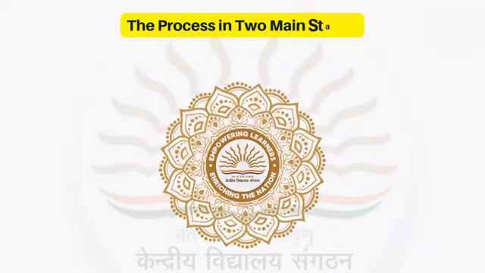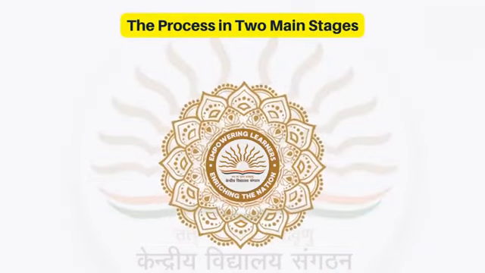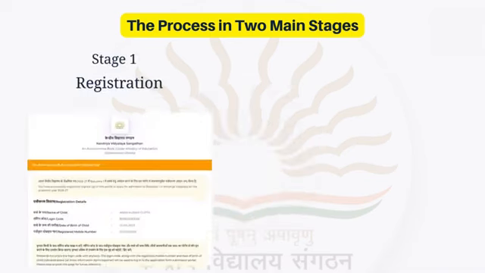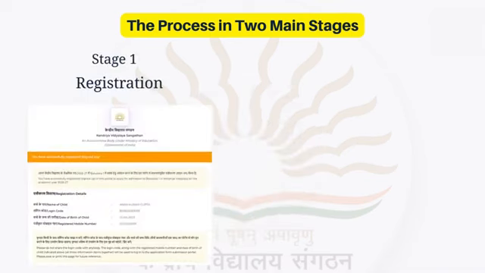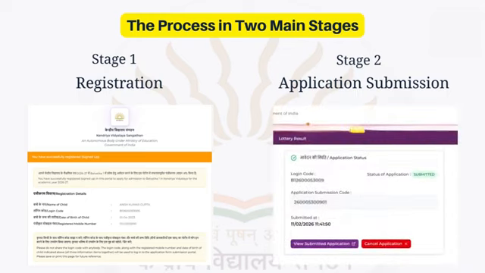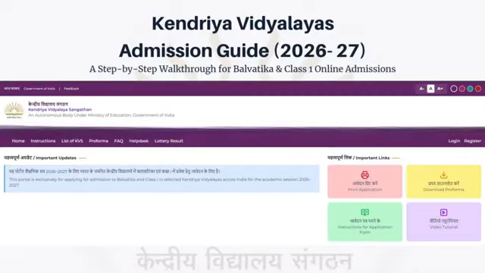The KVS online admission process has two main stages. First, the registration, and the second, application form submission, which has 8 different sections. In this video, we'll talk about all those 8 sections in detail. The portal is available in English and Hindi, includes autosave feature, real-time validation, and structured section-wise format.